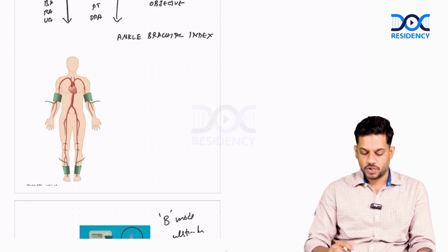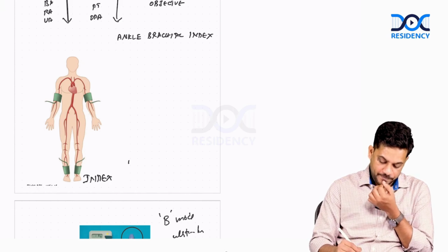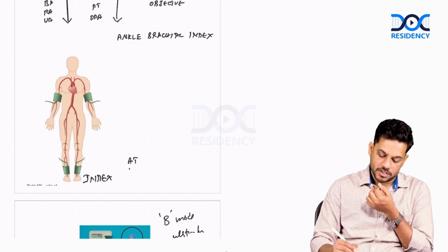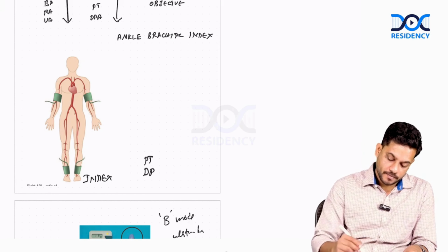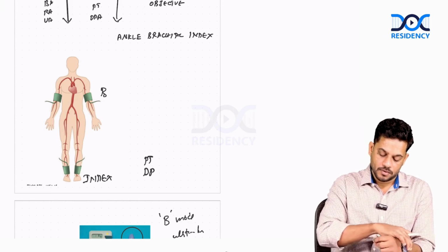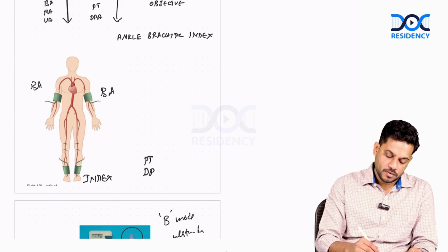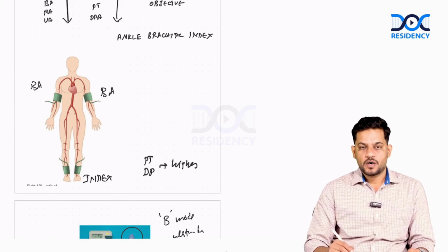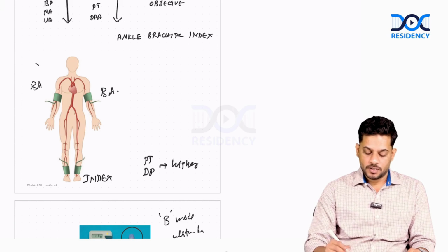Okay, likewise you check in the posterior tibial also. Say this is the index limb or presenting limb, you check in the PT and DP, and check both brachial artery pulses also. Out of these two, whichever has a higher value, you take that, and out of both brachial arteries, whichever has a higher value, you take that.